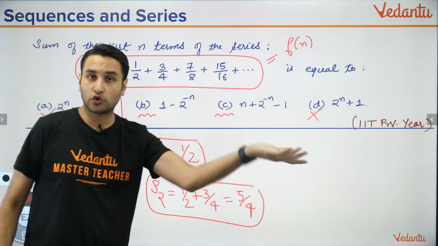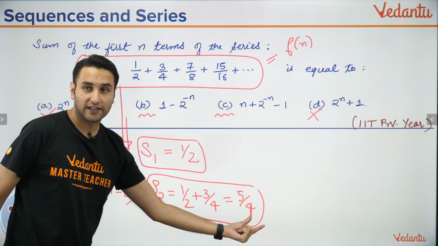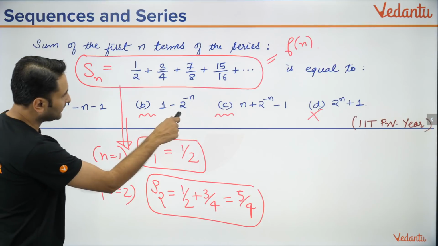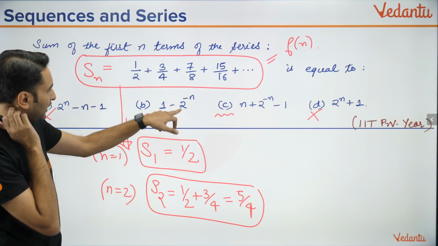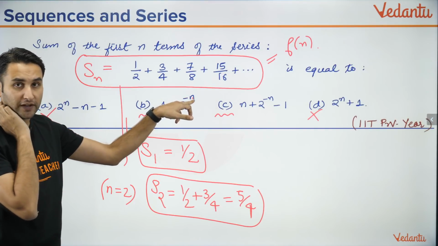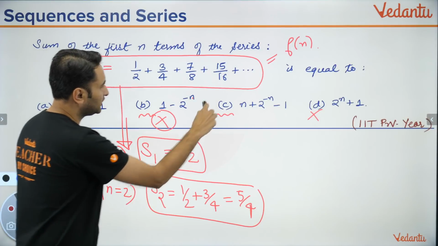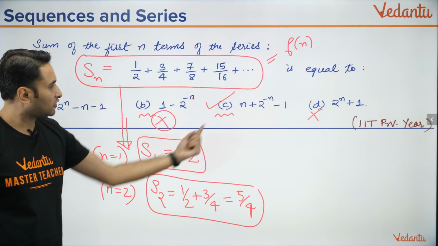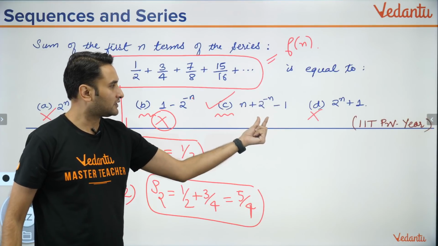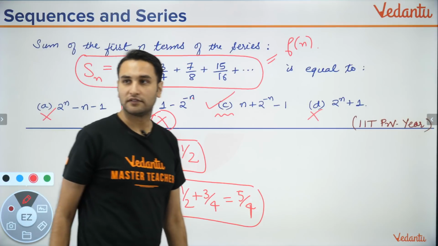Now put n is equal to 2. When you put n is equal to 2, your answer should be 5/4. Answer should be 5/4. So put n is equal to 2 जरा. 2 put करते हैं. So 1 minus 1/4. n is equal to 2. कितना हो जाएगा? 2 raised to power minus 2, 1/4. 3/4. Wrong. This should be the answer. क्यों? n is equal to 2. 2 minus 1, 1. 1 plus 1/4, 5/4. That's it. Solved. Got it?